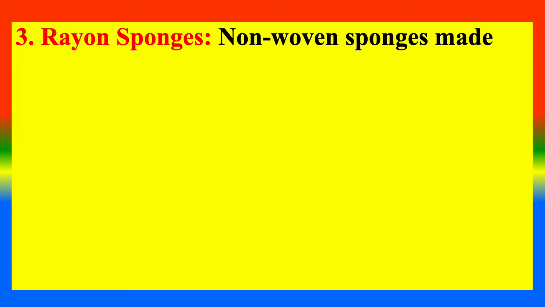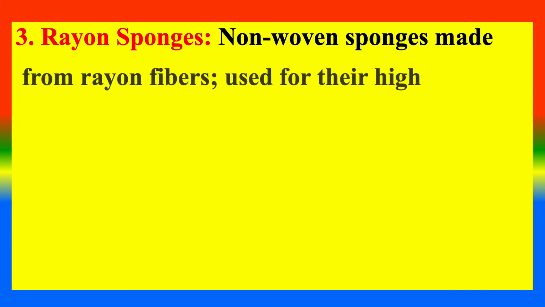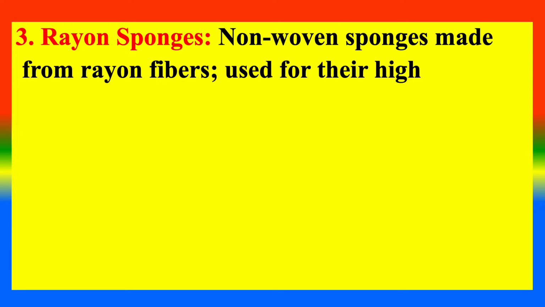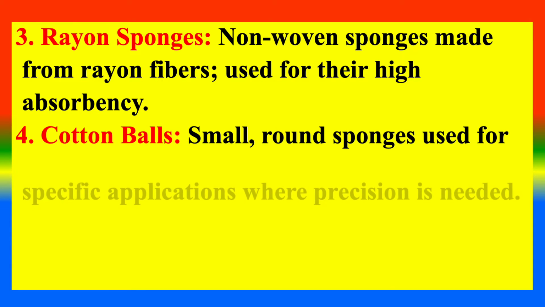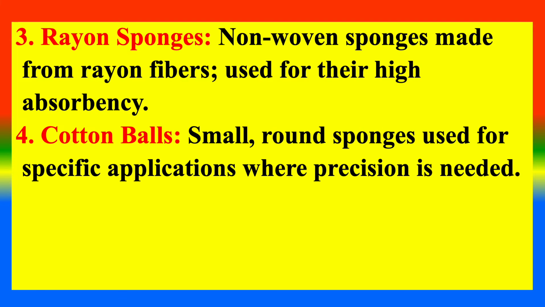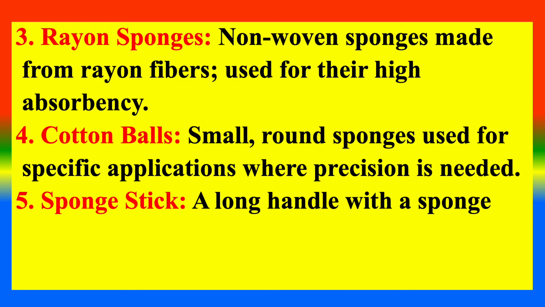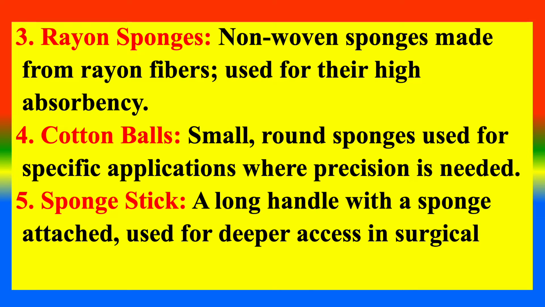3. Rayon sponges, non-woven sponges made from rayon fibers, used for their high absorbency. 4. Cotton balls, small round sponges used for specific applications where precision is needed. 5. Sponge stick, a long handle with a sponge attached, used for deeper access in surgical sites.